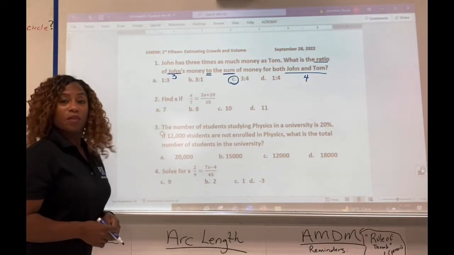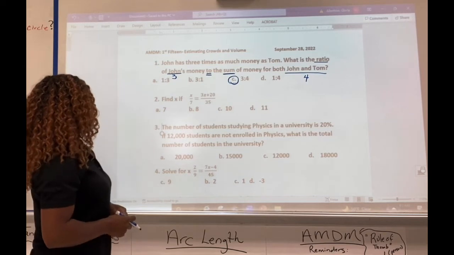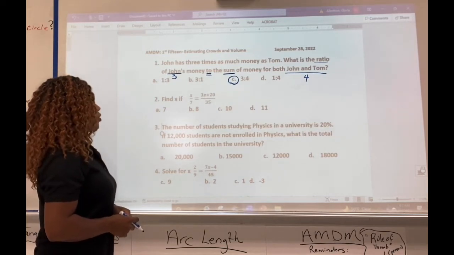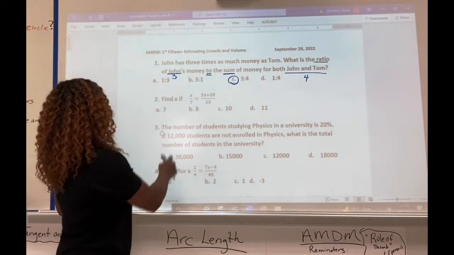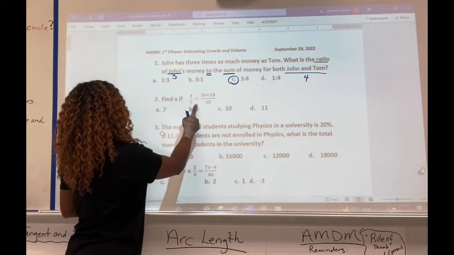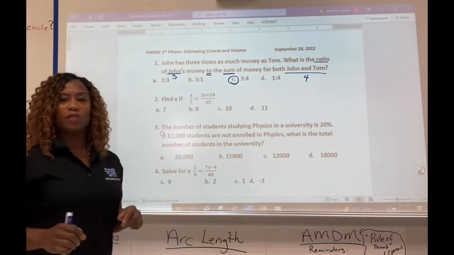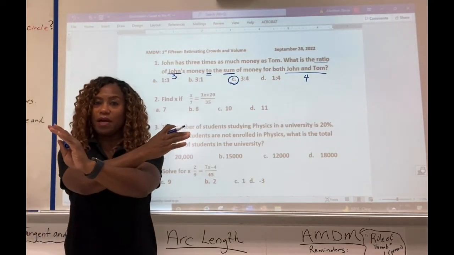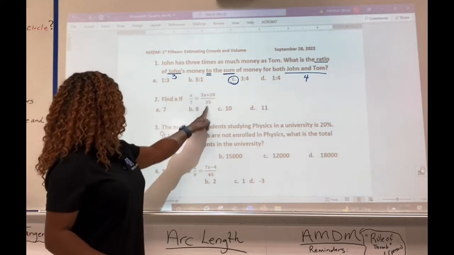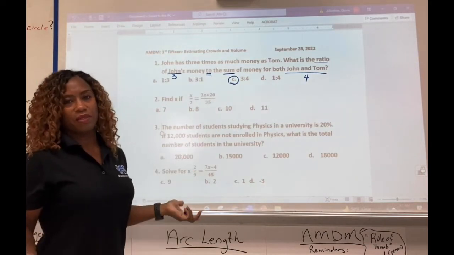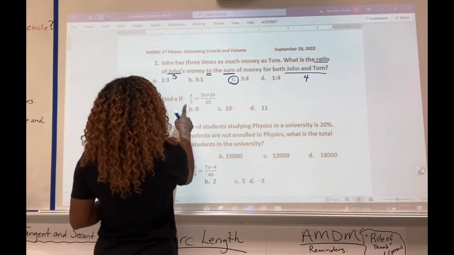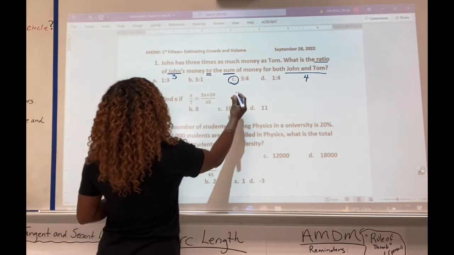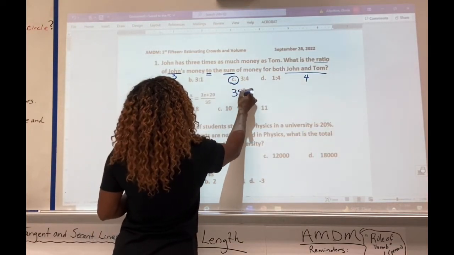Number 2, we're asked to find x if x over 7 is equal to 3x plus 20 over 35. So here we have a proportion. How do I know? Because I have a ratio set equal to another ratio. And the way we solve proportions is we just cross multiply. Once we do that with these expressions in here, we're going to end up with an equation that we can solve for the variable x. So when I cross multiply x times 35, I have 35x.